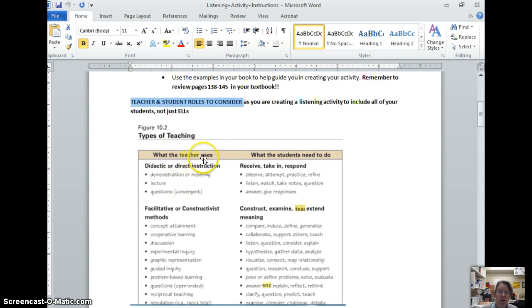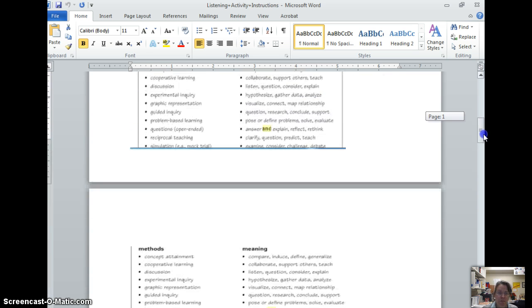So the teacher's role is to use these types of teaching strategies or models, and the students need to perform these roles. Take some time to read through this. Get your head thinking. Get it in your mind that teacher does, teachers do. Teachers plan, students do. All right?